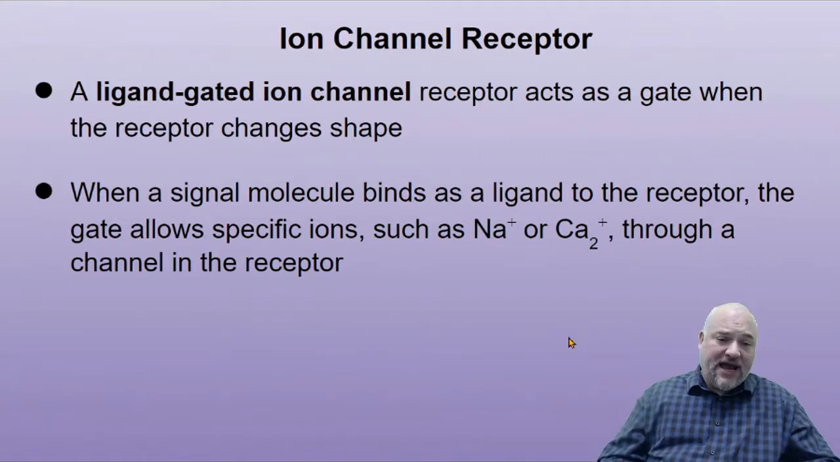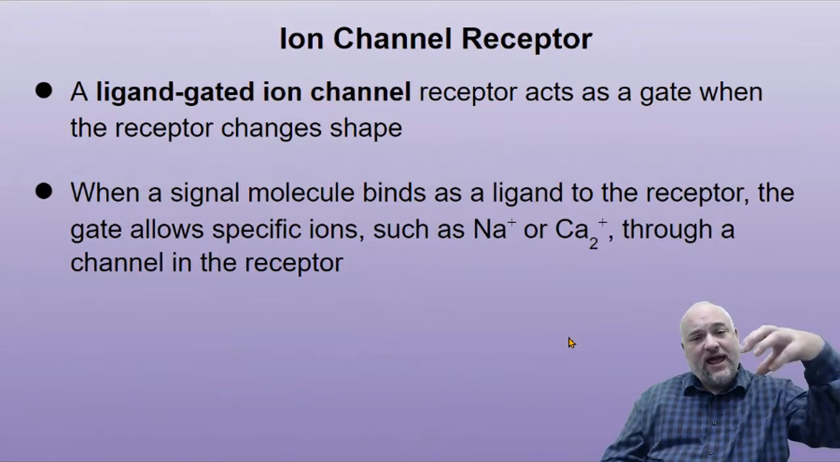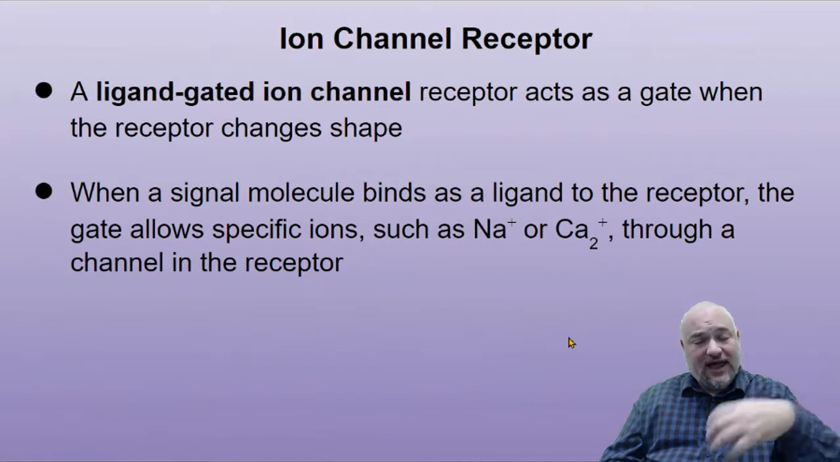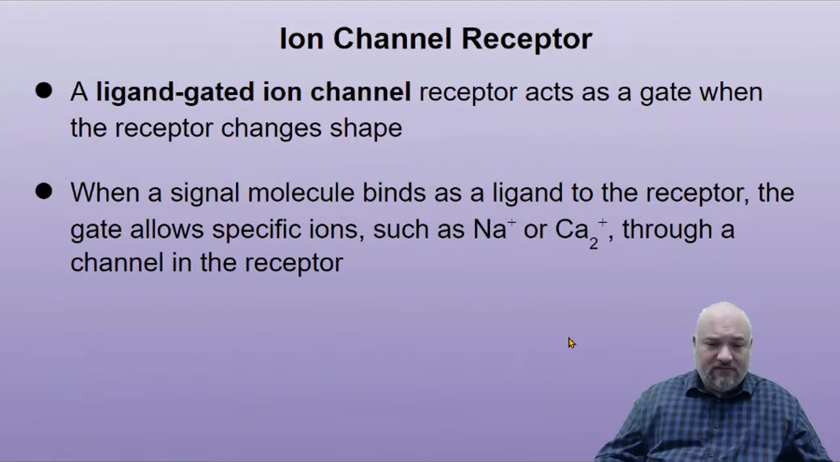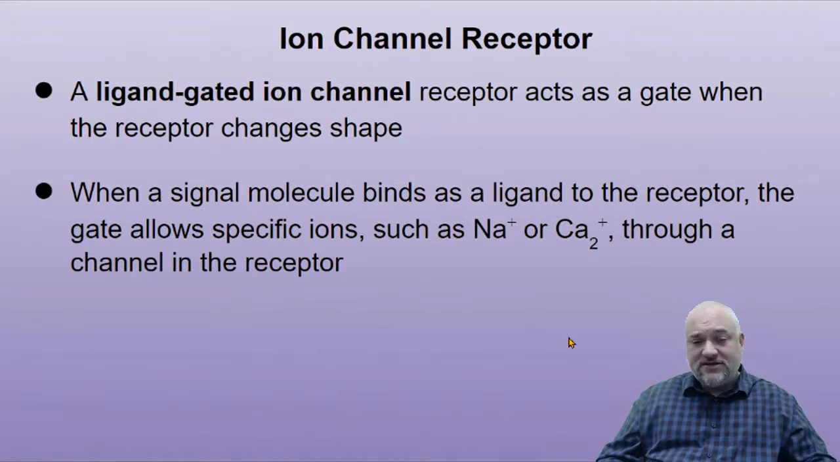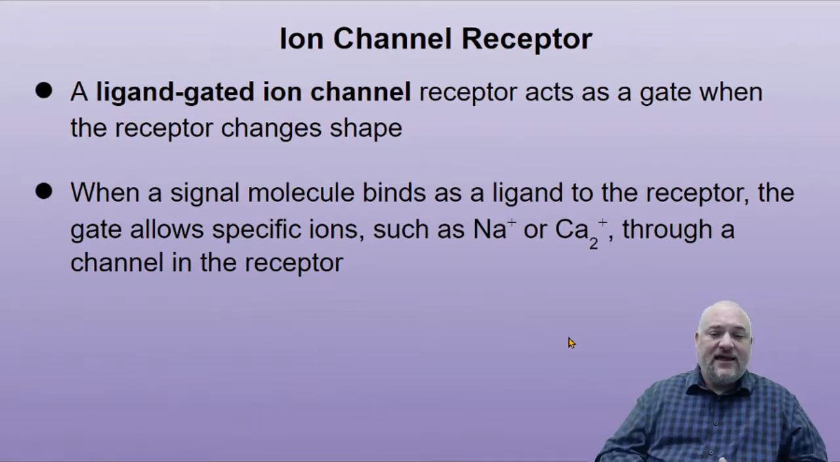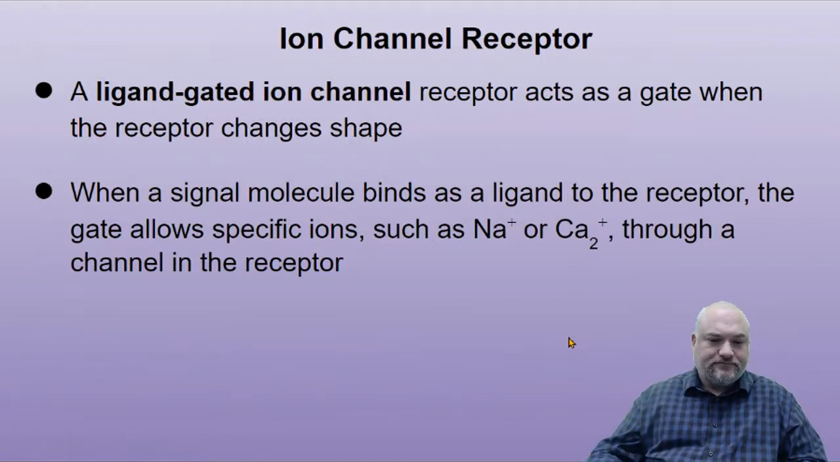Lastly, ion channel receptors. These are ligand-gated ion channels. So they're ion channels that open up when a molecule attaches to them, a ligand. There are other types of gated ion channels. There's voltage-gated ion channels, for instance, which we see a lot of in the nervous system and the muscular system in humans. But the ligand-gated ion channel acts as a gate when the receptor changes shape.